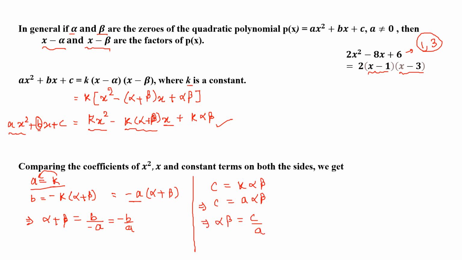So from here I can see the sum of the roots is minus b by a and the product of the roots is c by a, where a, b and c are the coefficients of x square, x and the constant term, right? So you have to remember it. If you have to find the sum of the roots of the equation, it is minus b by a and the product of the roots is c by a. Clear?